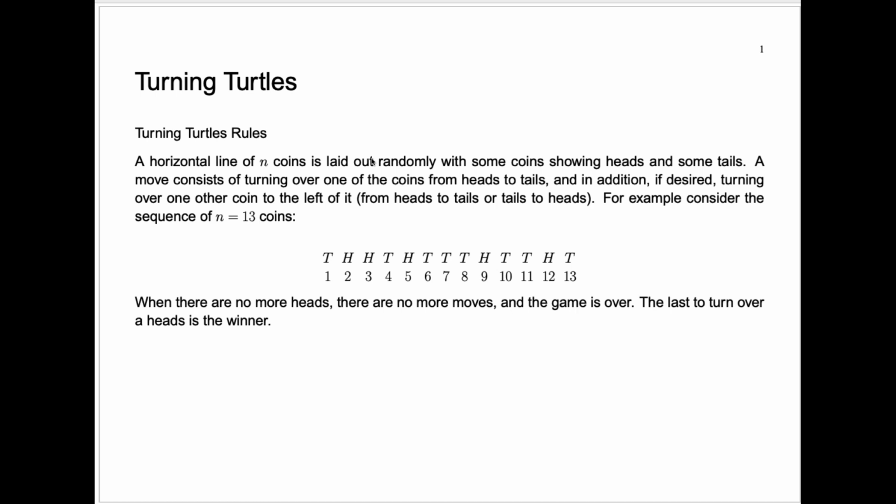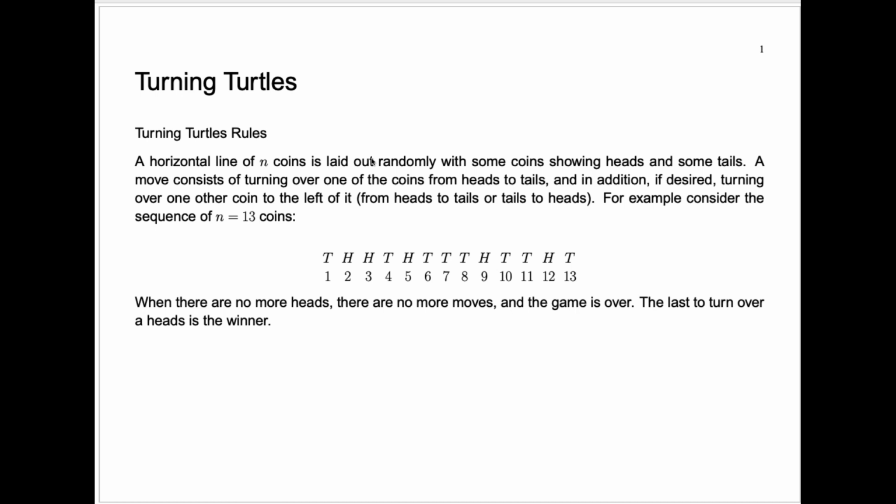He created this game called Turning Turtles, and it's very similar to the game of NIM. So let's talk about this game. In this game, you have a horizontal line of coins. You can start with any number of coins, call it N coins. Some coins show heads, some coins show tails. A move in the game consists of turning over one coin from heads to tails.